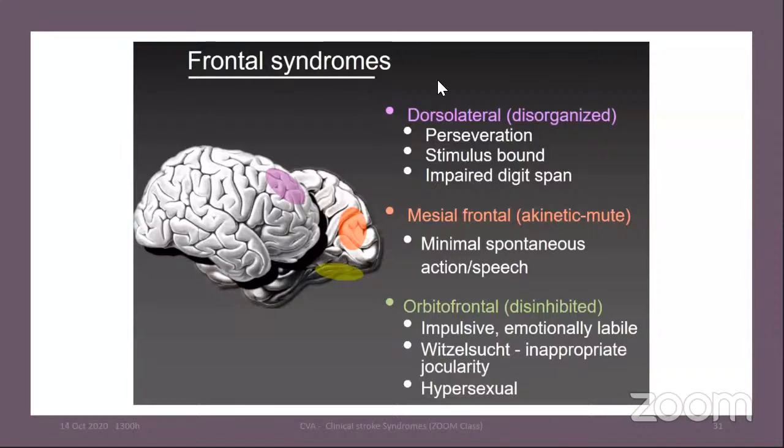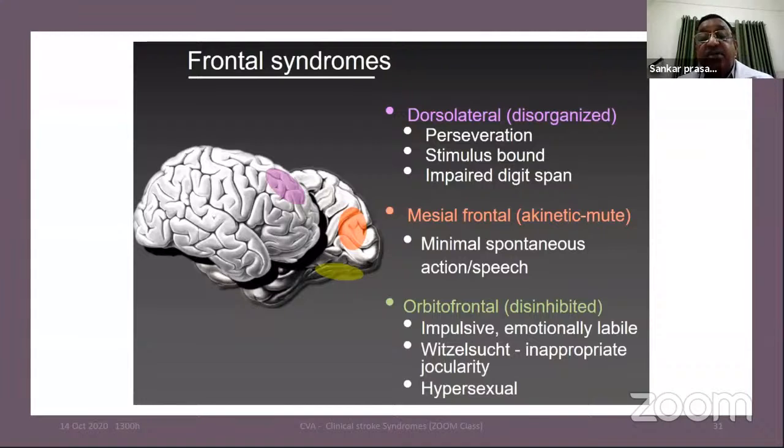Yes, sir. Okay, now the frontal syndromes are: dorsolateral, that is disorganized; the mesial frontal, akinetic mute; orbitofrontal, disinhibited. That means the organized behavior within you is located in the dorsolateral aspect. And if that is disturbed, you develop perseveration, you develop stimulus-bound responses, and you have an impaired digit span that indicates attention deficits. So I told you already, the frontal lobes are what distinguish you from animals.